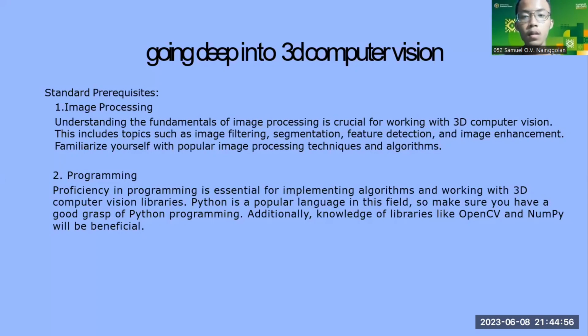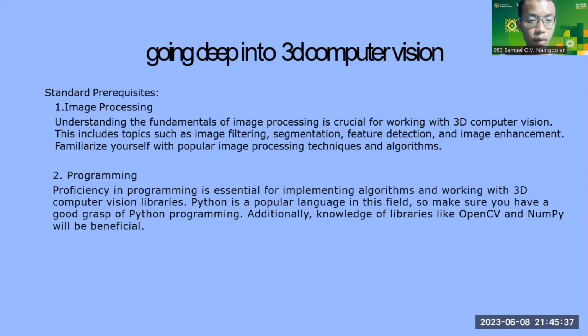Going deep into 3D computer vision. Prerequisites. First, image processing. Understanding the fundamentals of image processing is crucial for working with 3D computer vision. It includes topics such as image filtering, segmentation, feature detection, and image enhancement. Familiarize yourself with proper image processing techniques and algorithms.